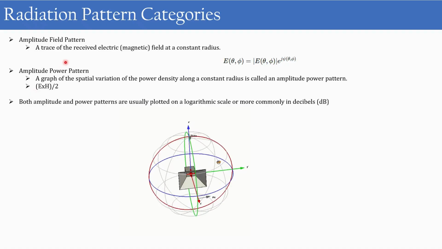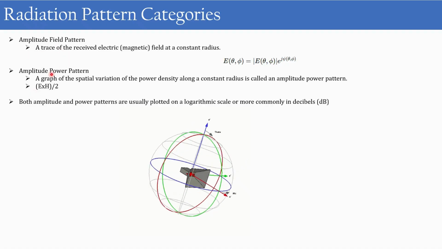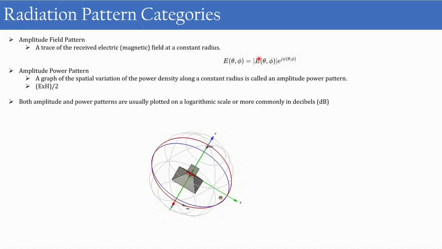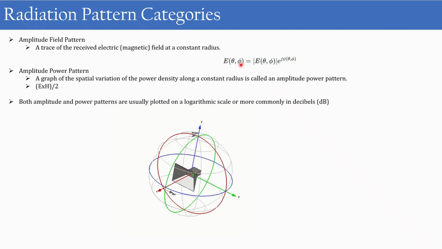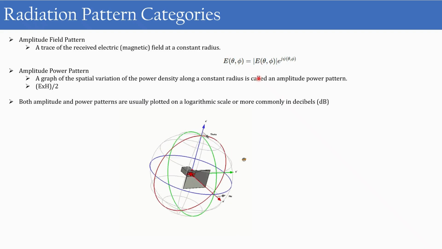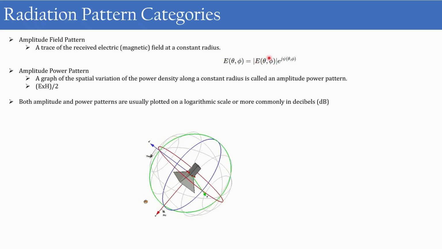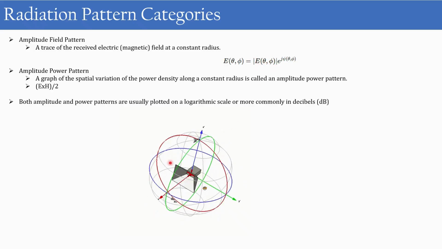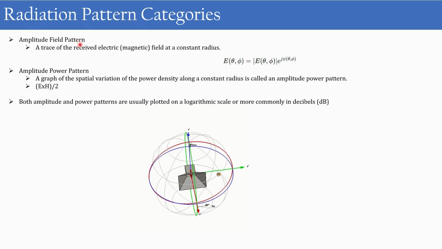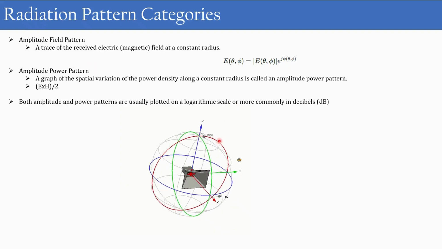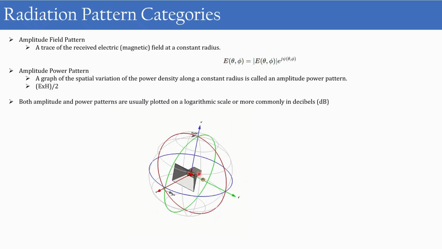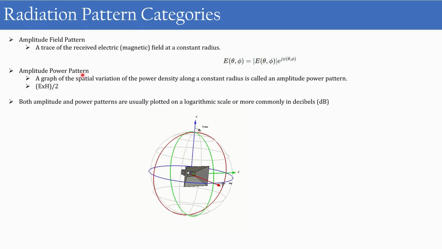Radiation pattern can be mainly divided into amplitude field pattern or amplitude power pattern. So this is the electric field distribution from an antenna. You can see the dependency on the two angles theta and phi. These are the spherical coordinates. And if we are plotting the magnitude of this electric field along the three-dimensional axis, it's called amplitude field pattern. And in case of a power pattern, if we are plotting the power distribution instead of the electric field distribution along the three axes, it's called amplitude power pattern.